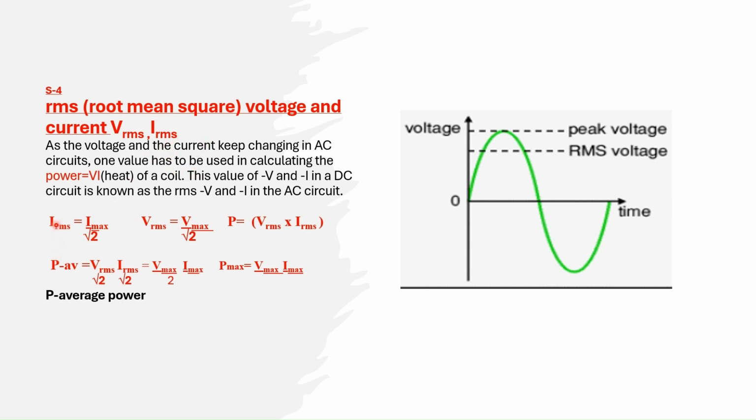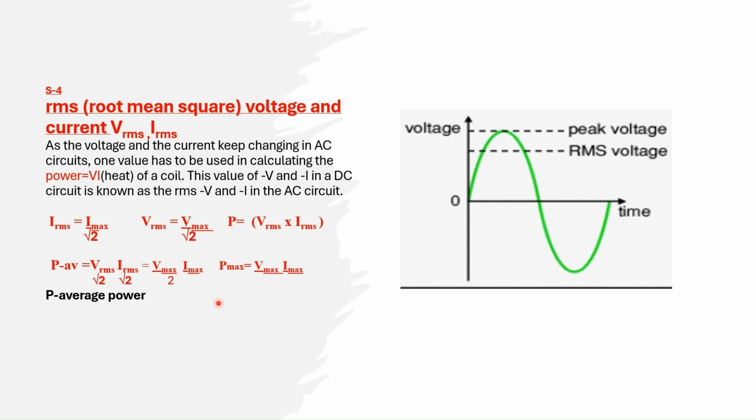So IRMS equals I maximum divided by square root 2. Can you see, if it is an average value, we divide by 2, isn't it, to get the average current? No, square root 2 is smaller than 2. Therefore, IRMS is a little bit larger than the average current in this graph. So I maximum divided by square root 2. VRMS, same thing, V maximum divided by square root 2. So that is the two definitions for I and V, IRMS, VRMS. Okay, so you need to remember this.